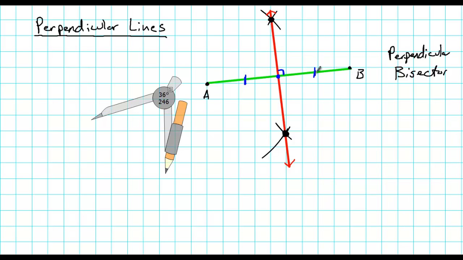bisector of this segment, and these 2 green pieces are exactly the same length. I'm right in the midpoint, I'm perfectly perpendicular, and I didn't have to do any calculating, I just used a compass. So we're going to practice that in class more.